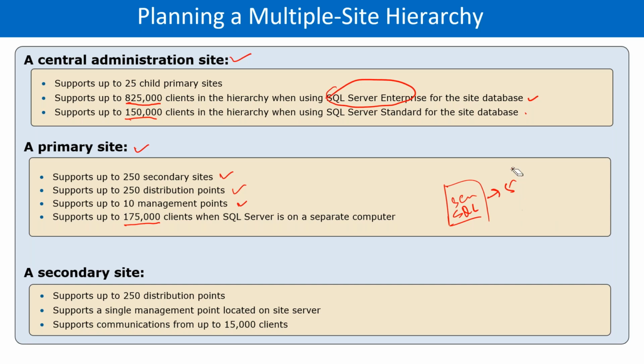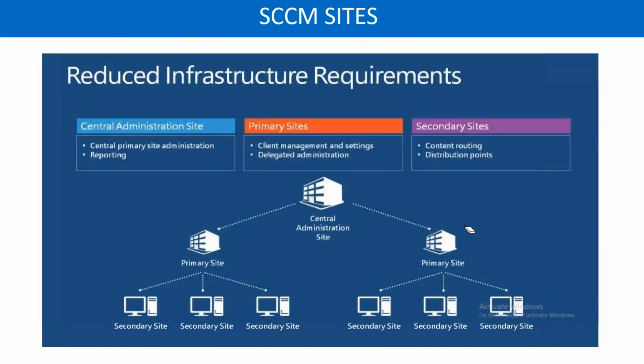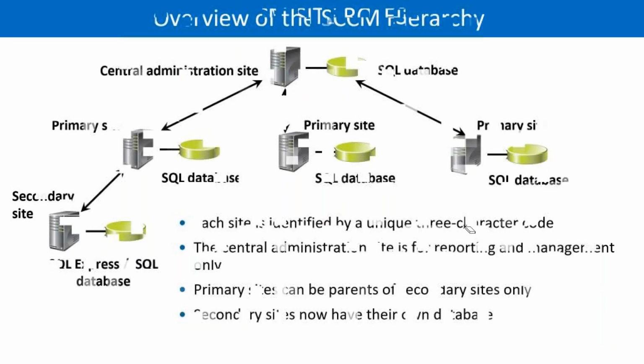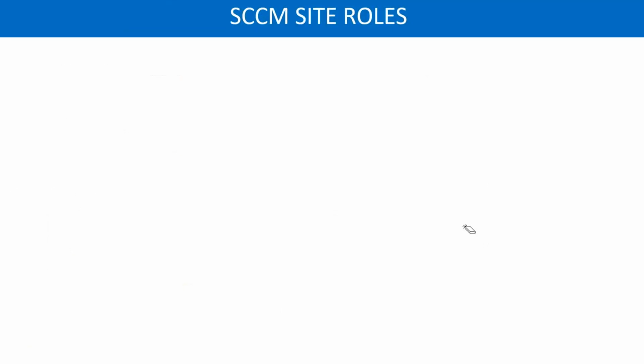Good question. Okay, so we have talked about site roles. CAS can have 825,000 client computers. Primary site can have 175,000 client computers, and secondary site can have 15,000.